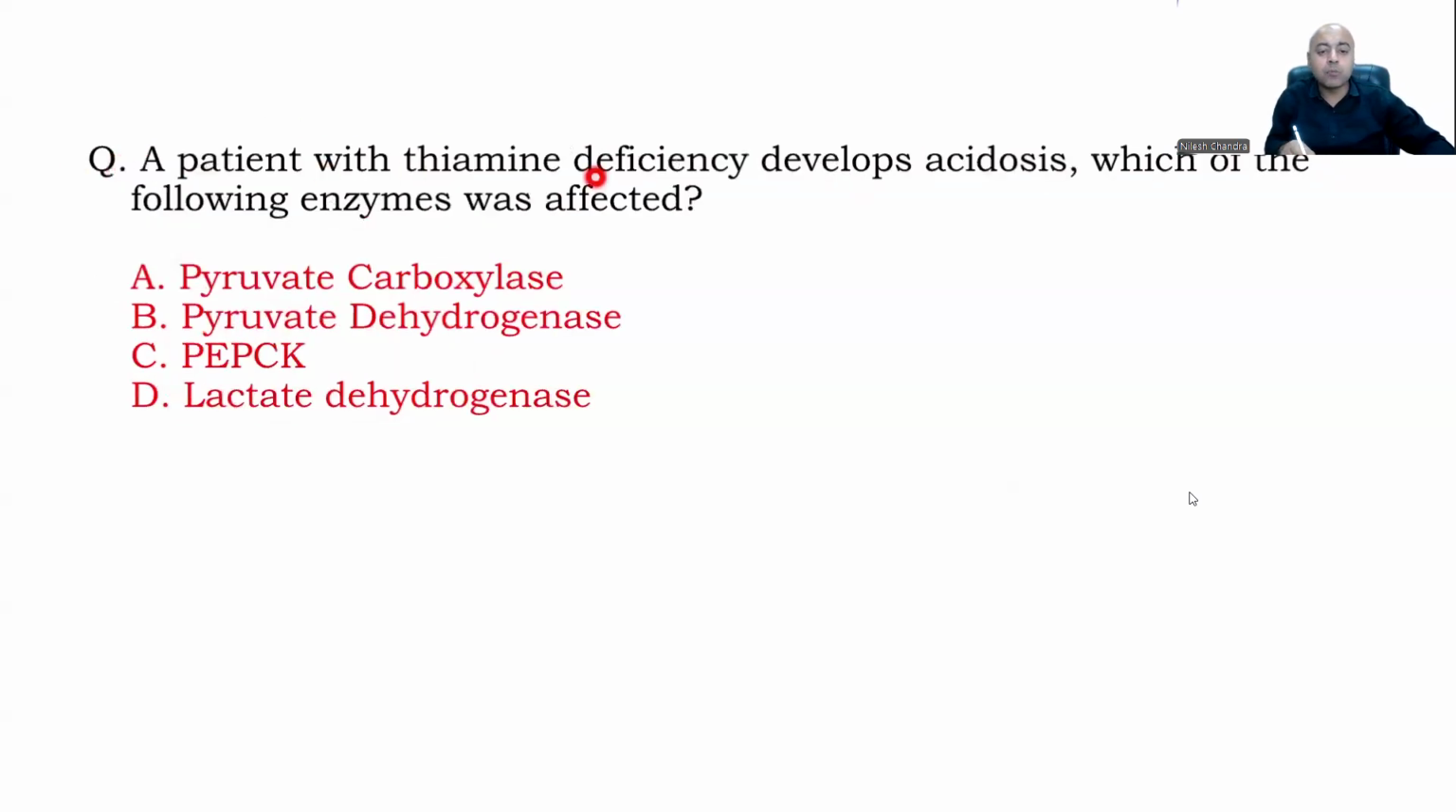Next question, a patient with thiamine deficiency develops acidosis. Which of the following enzymes was affected? Your options are pyruvate carboxylase, pyruvate dehydrogenase, PEPCK, and lactate dehydrogenase. Please note the correct answer here is pyruvate dehydrogenase. This is because thiamine is required as one of the coenzymes for pyruvate dehydrogenase. We will discuss this when we're talking about the pyruvate dehydrogenase complex, that 5 coenzymes are required, one of them being thiamine pyrophosphate. So in that video, we'll talk about all the cofactors, the 3 enzymes which are required in the pyruvate dehydrogenase complex.